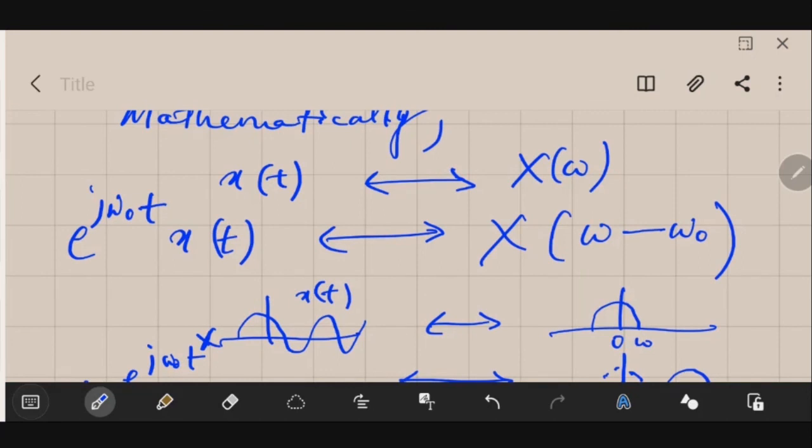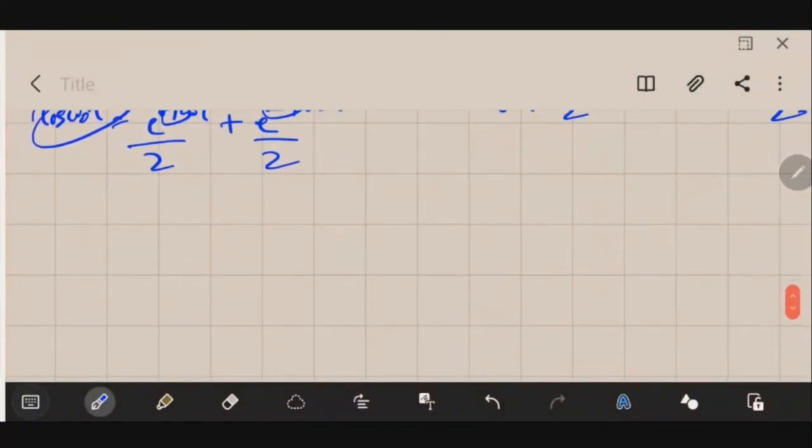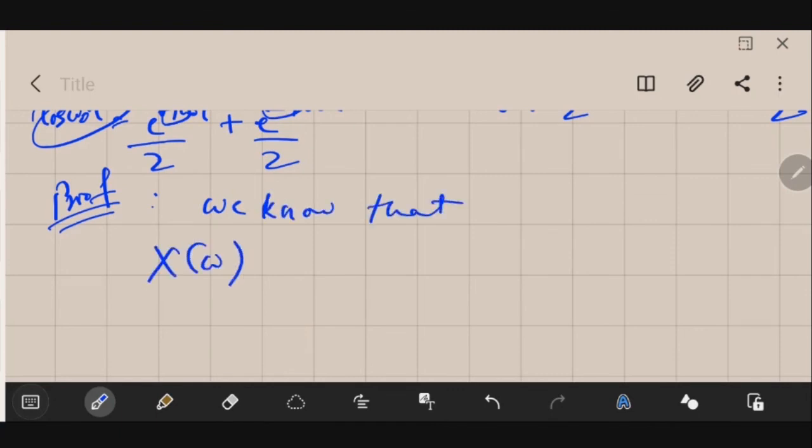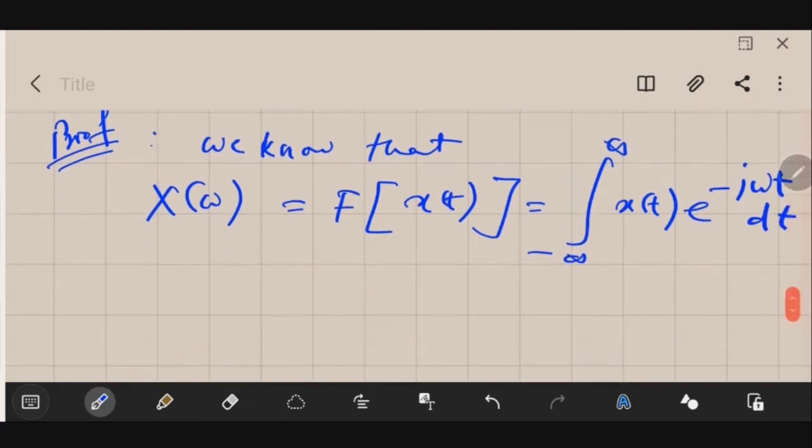So let us now try to prove this property. The proof is actually quite simple. Let us do it. We know that capital X of omega is equal to the Fourier transform of x of t, which is equal to the integral from minus infinity to infinity of x of t e to the minus j omega t dt. So this is the normal formula.